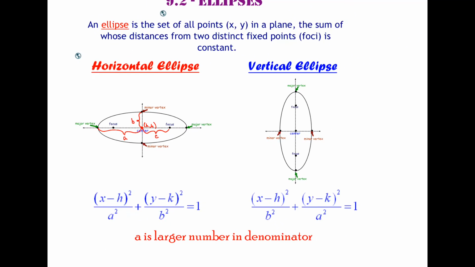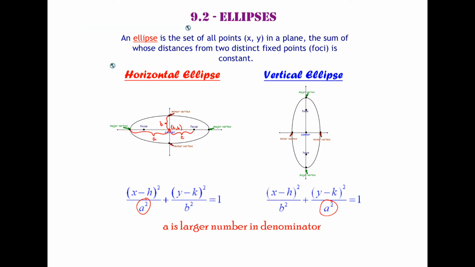And so your a is always your largest distance, from the center to the major vertex. And so in your equation, between the a and the b value, a would always be the larger. And once again, if a squared is larger underneath the x, it's horizontal. If the a squared is larger underneath the y, it is vertical. So I've shown you what a, b, c, and (h, k) represent. On the next slide, I'm just going to put it into words, but you have everything as a picture as well.